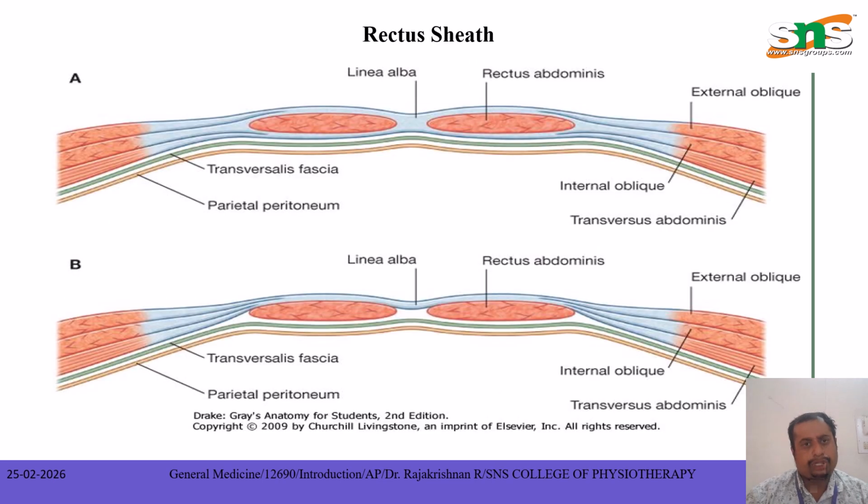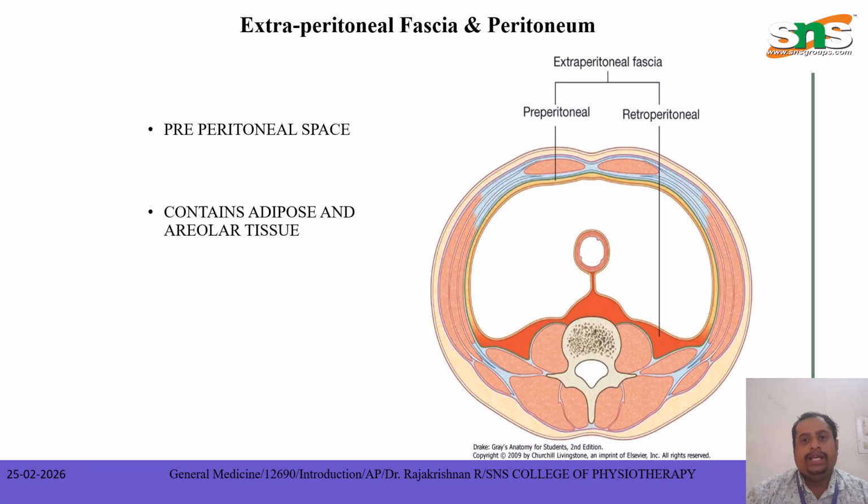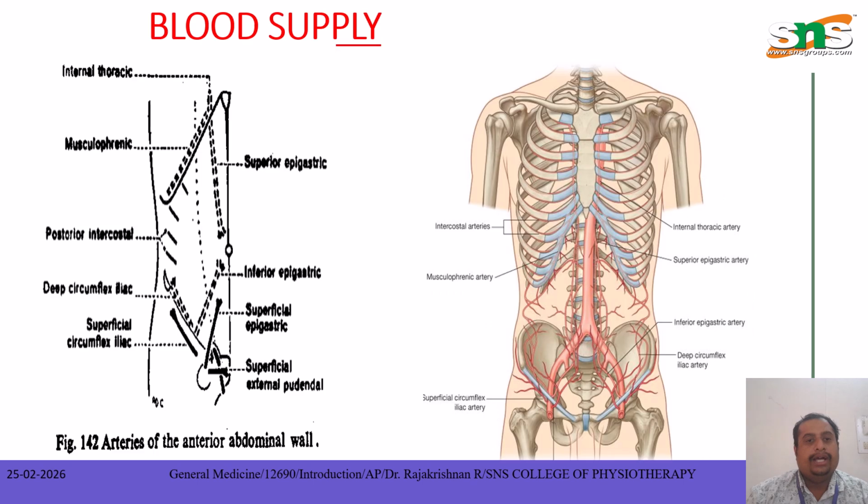Now we are going to see about what the peritoneum is. The peritoneum is a structure which divides the fascia, which divides the skin from the viscera, and the upper quadrant, the thoracic region from the abdominal cavity.